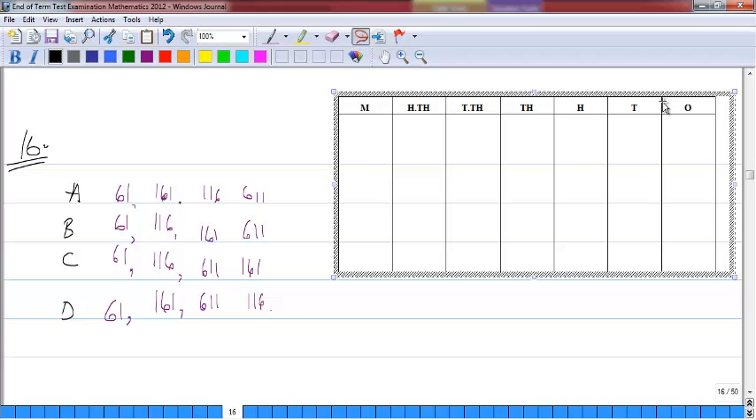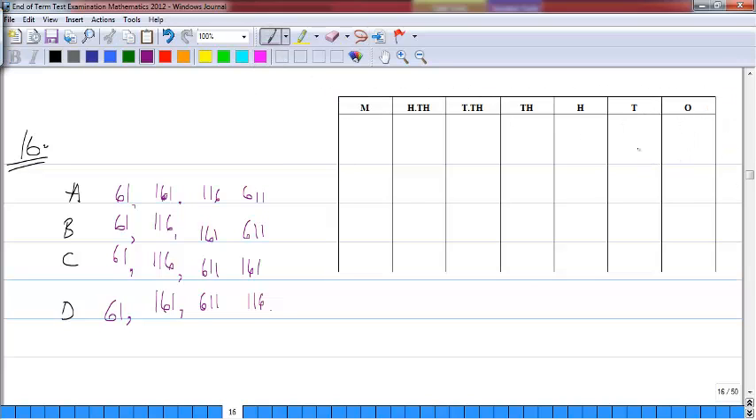Number 16. Number 16 says, which set of numbers is ordered from smallest to greatest? That's ascending order. All of the options have the same set of numbers. They have 61, then we have 161, we have 116, and we have 611.